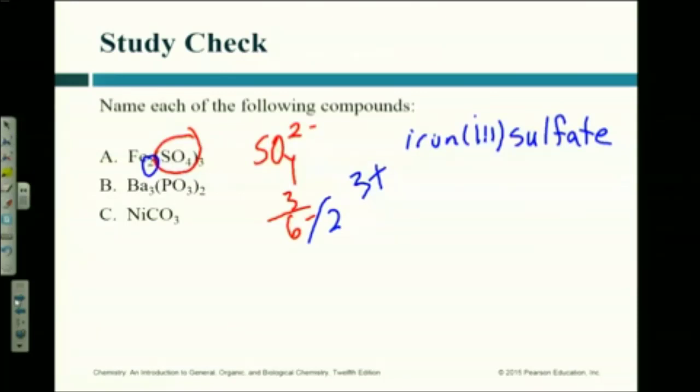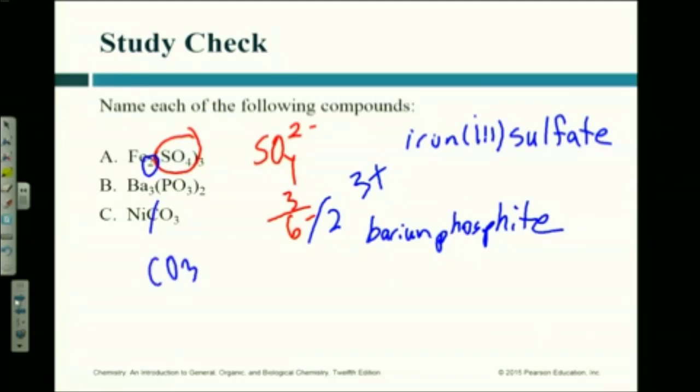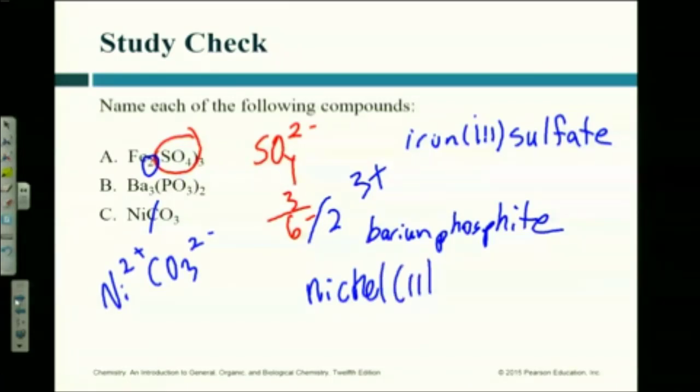Now this one's a little bit easier because barium doesn't need a Roman numeral, does it? It's in group 2. So it is barium phosphite. All right, and the last one? Well, this is CO3 2 minus, right? Yes. So that must mean that this is 2 plus. So this is nickel 2 carbonate.